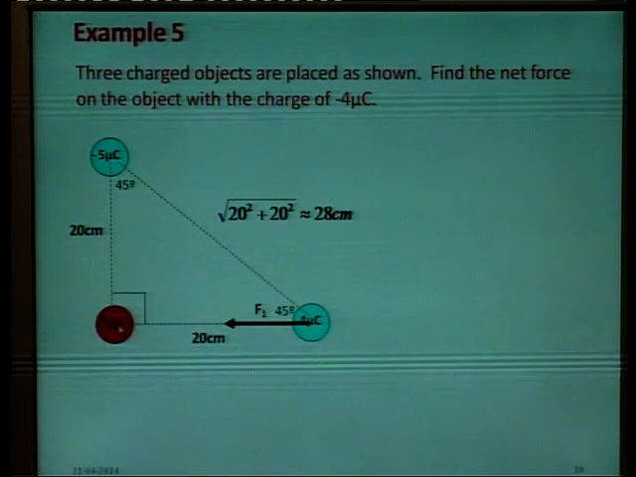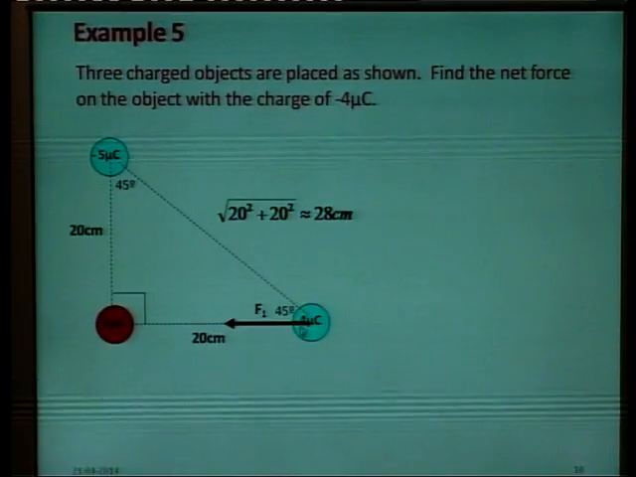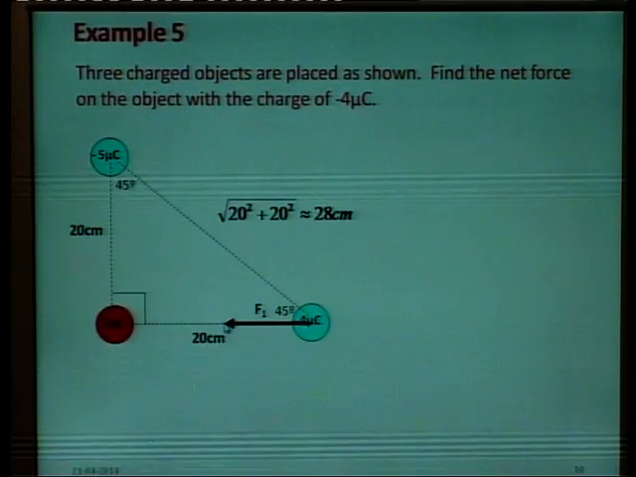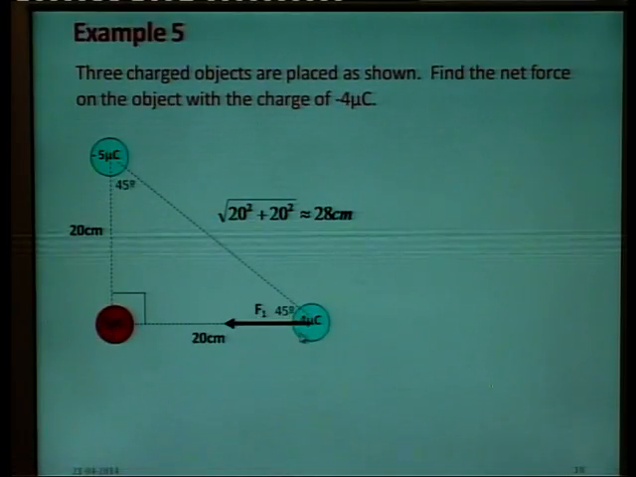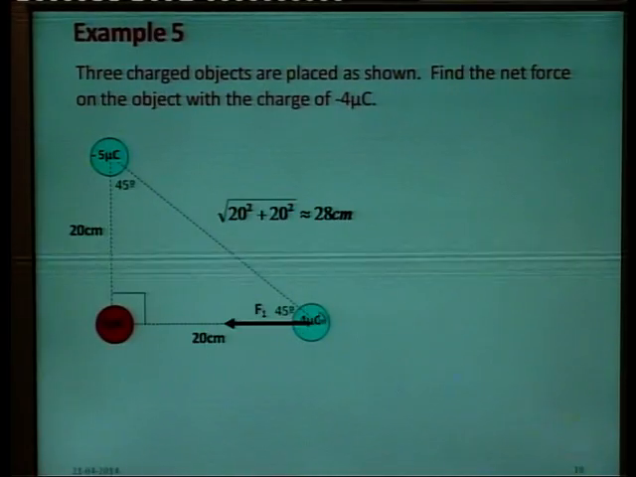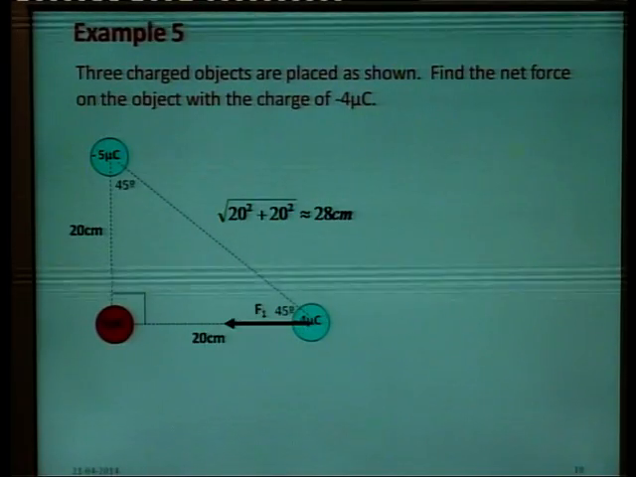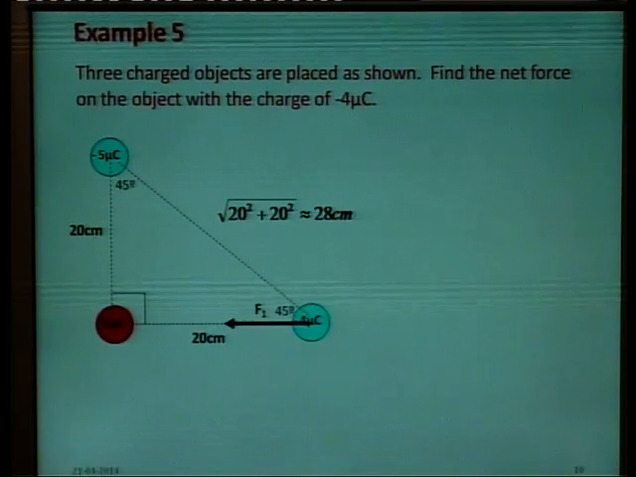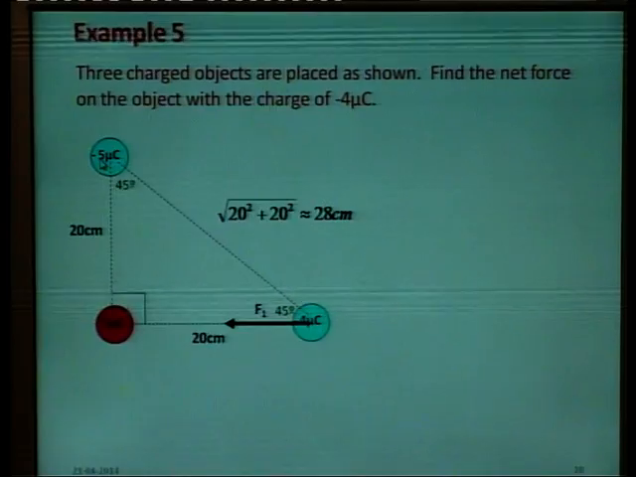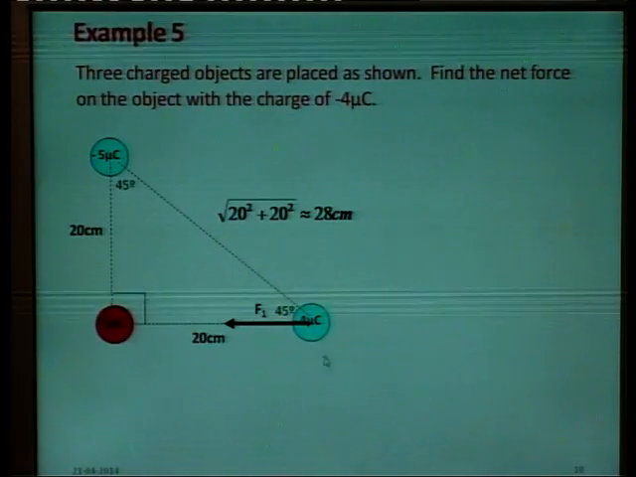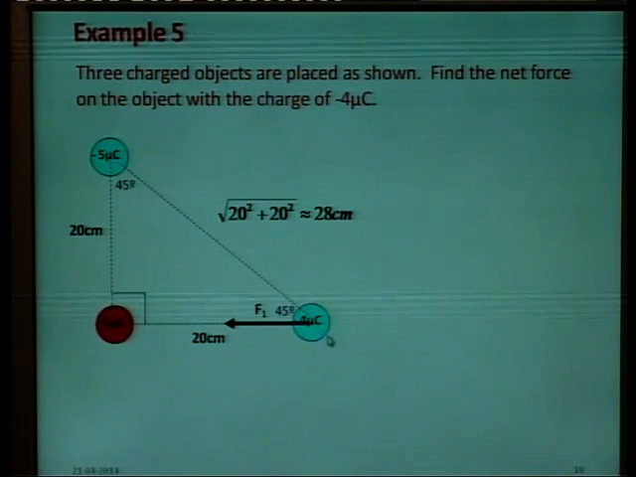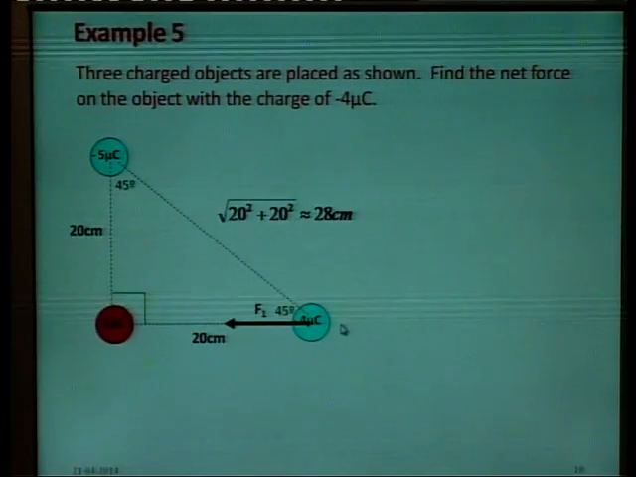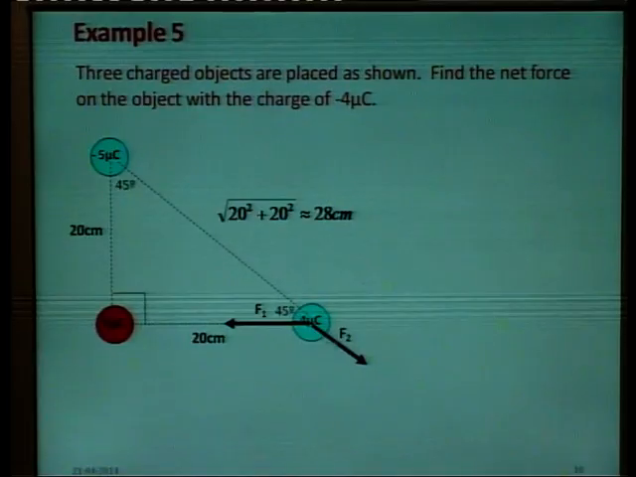Here you have 5 microcoulomb charge. So, the force on minus 4 will be towards the 5 microcoulomb. The force on minus 4 microcoulomb due to the 5 microcoulomb point charge will be directed towards 5 microcoulomb. This is the minus charge, negative 5 microcoulomb. This is also negative. So, force due to this negative on this negative will be away from it. That is, from -5 to -4 like this. This is your force F2.